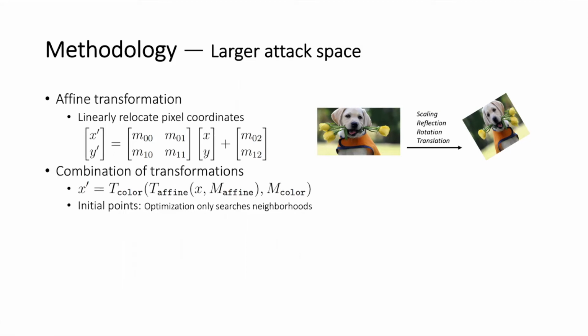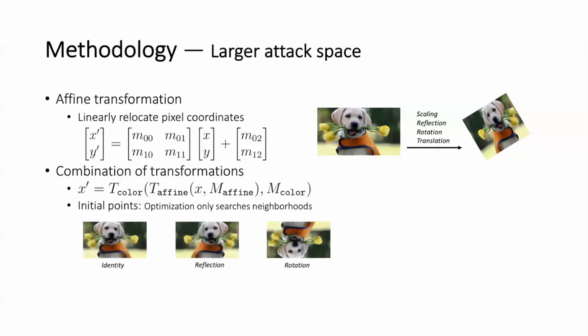Since affine transformation is also controlled by a transformation matrix, we can apply the optimization and PGDT attack in the same way. In addition, we propose to combine color and affine transformations to perform a combination attack. Furthermore, since our search for adversarial transformation matrices typically starts from the identity transformation matrix, our optimization still searches only the neighborhoods of the original image.